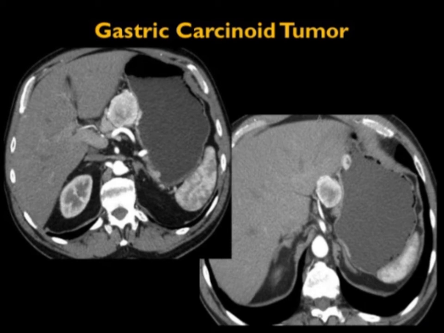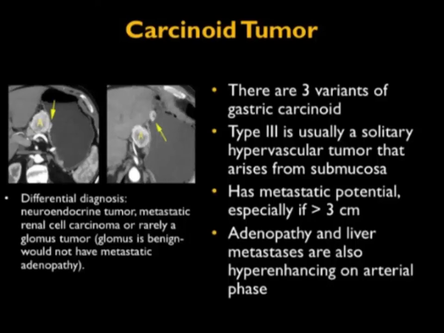And what gives you enlarged nodes that are vascular and a primary vascular mass in the stomach? There are several things, but the one you have to think about is a carcinoid tumor. Occasionally metastatic renal cell or a glomus tumor can look like that. Type 3 is usually a solitary hypervascular tumor that arises from the submucosa, and that's type 3 carcinoid tumors.